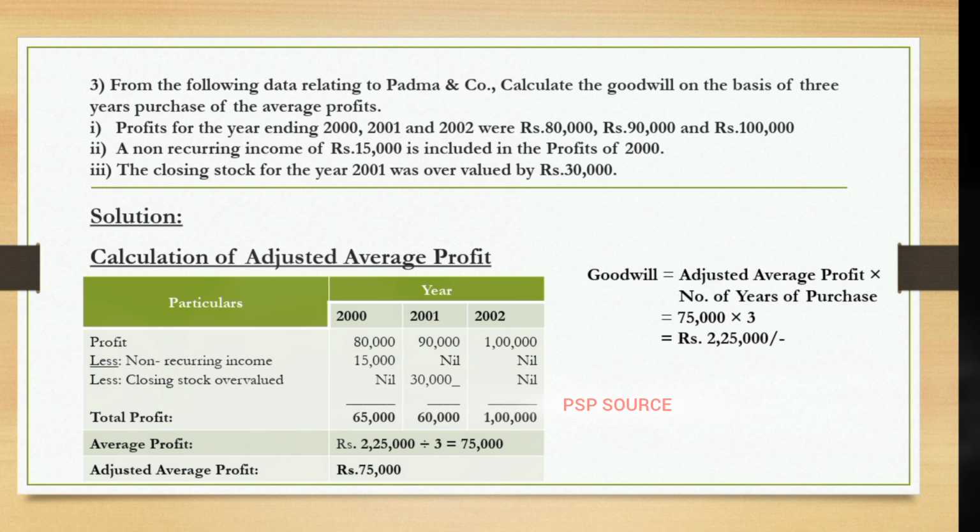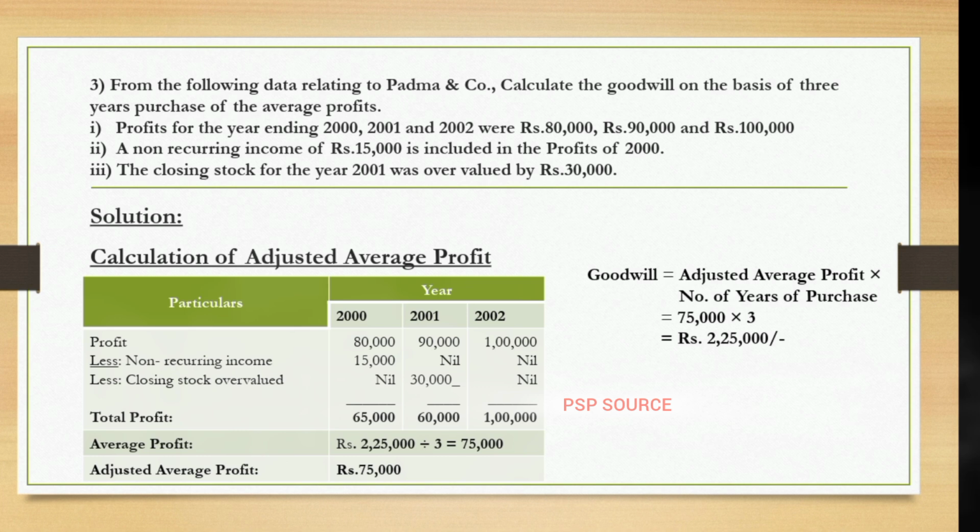And one more balance is closing stock overvalued, given. Overvalued means we have to deduct such balance. Why? Because it increases our profits artificially. So deduct such balance with respect to the year, that is 2001. For 2001 there is 30,000 given. Deduct such closing stock from the profit.